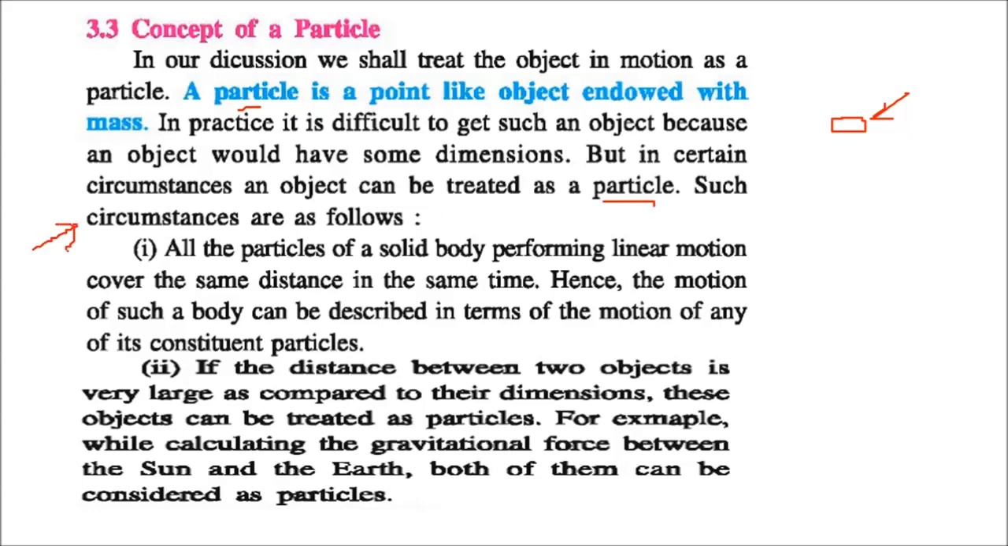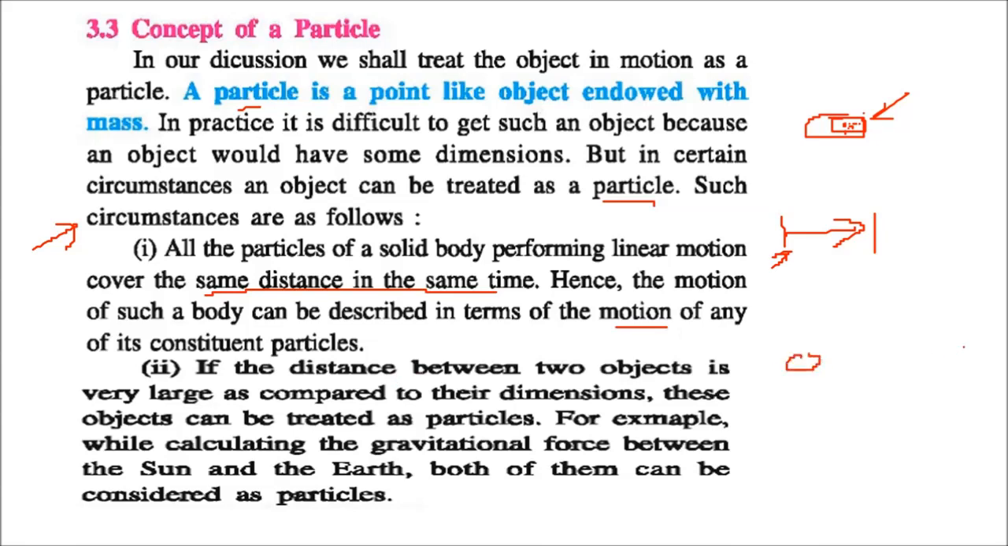What are the circumstances? First is, all the particles of a solid body, when they perform linear motion, would cover the same distance at the same time. So motion of these bodies can be described in terms of motion of any of its constituent particles. So if this is an object, these are the particles. Any particle inside this, and this whole as a particle, will cover the same distance at the same time.